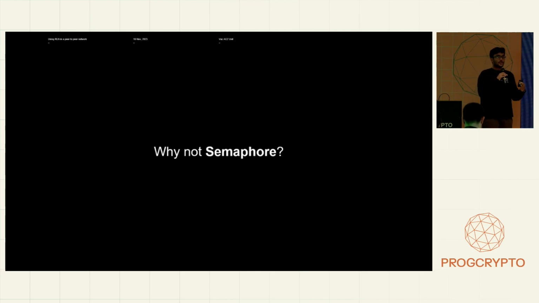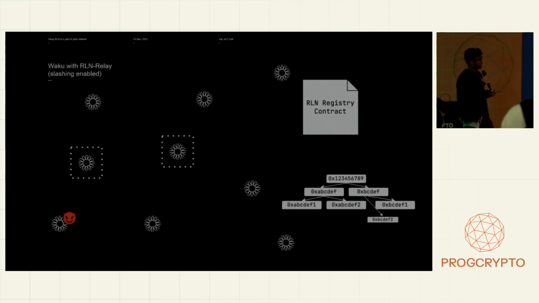So at this point, you may ask, why don't we just use Semaphore in Waku? The problem with Semaphore is while it does have membership inclusion, it lacks a disincentive for bad actors. We want to remove bad actors from the membership set whenever we can, and that's why we use RLN, through the interpolation mechanism that Rasul explained.